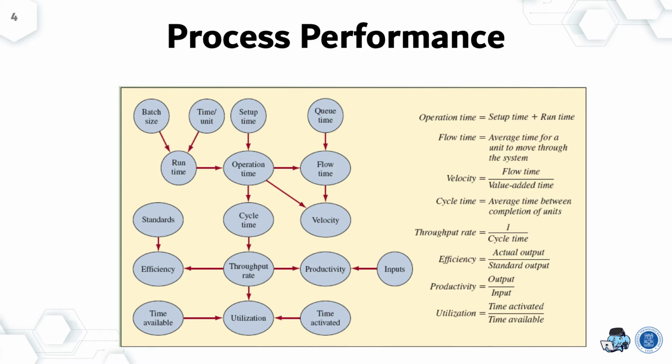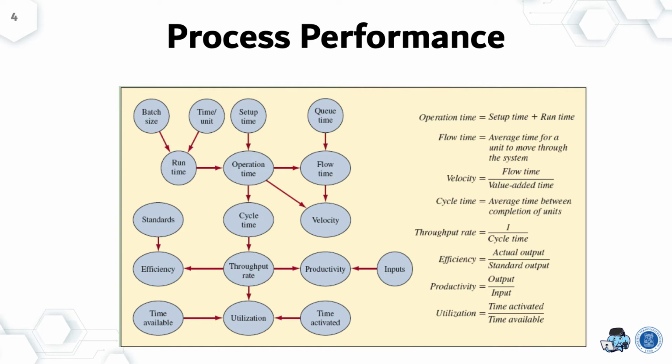Operation time consists of setup and runtime, while flow time is the average time for a production unit or production component, we can say that, to move through the production process. The first performance measure we have is called velocity, which is flow time divided by value added time. The higher the velocity means we are using most of the time to do productive activities.